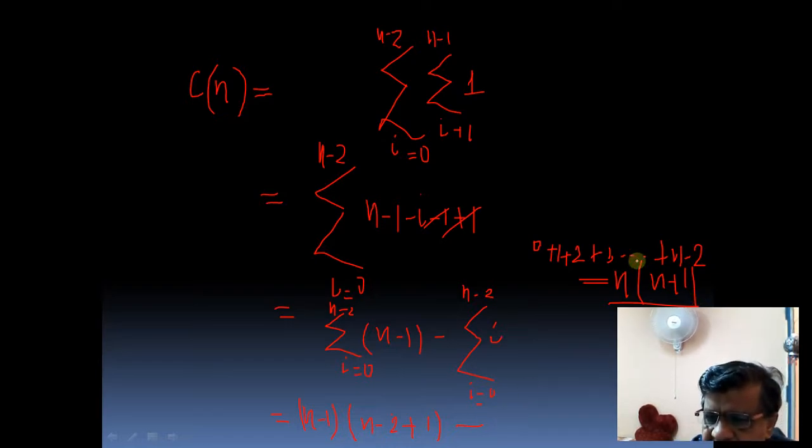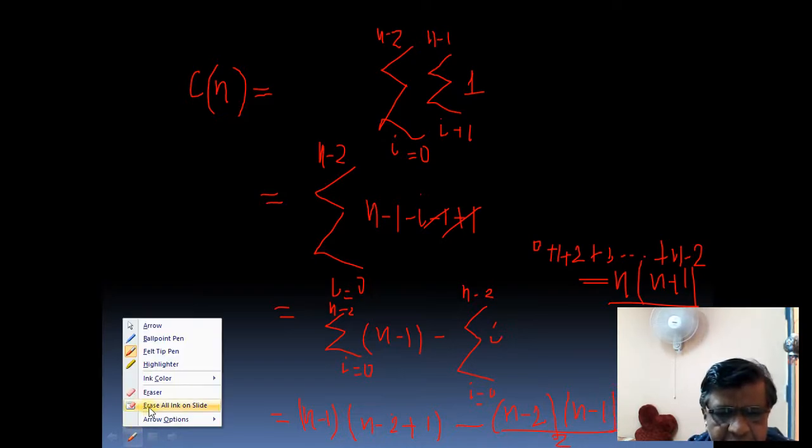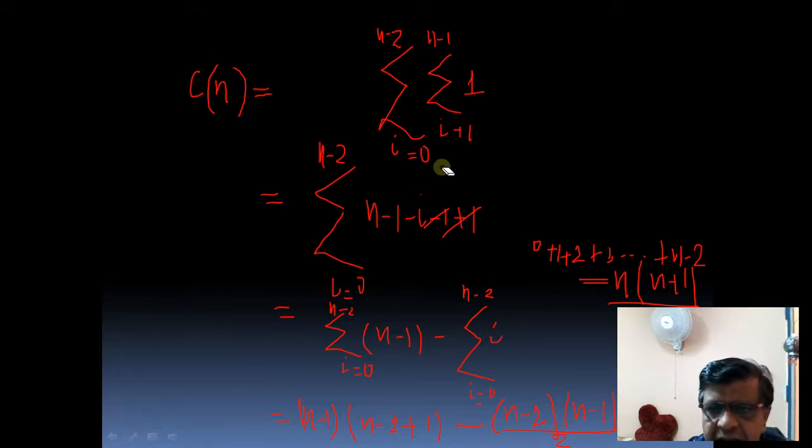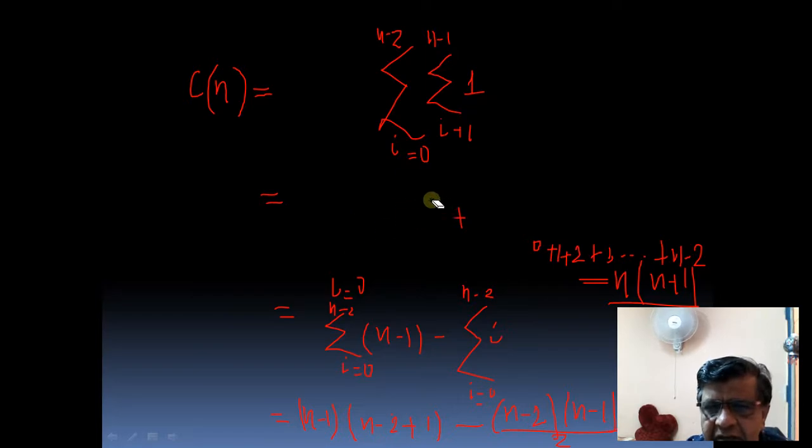But this series ends at n minus 2, therefore in place of n we will substitute n minus 2. So (n minus 2) into (n minus 2 plus 1), and n minus 2 plus 1 is nothing but n minus 1, divided by 2. We will erase this and simplify it, and make a place over here to do that.